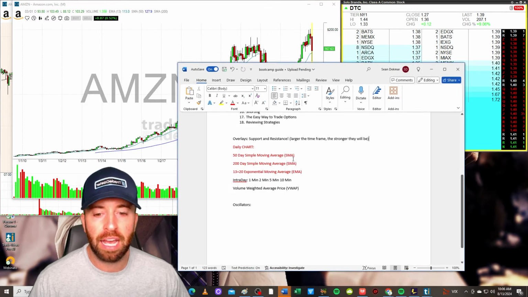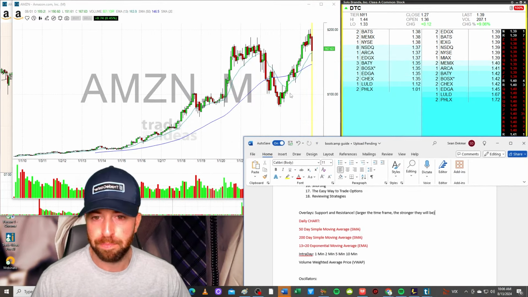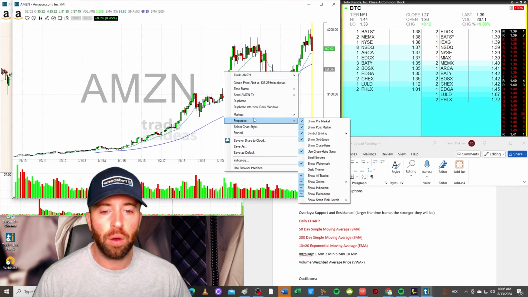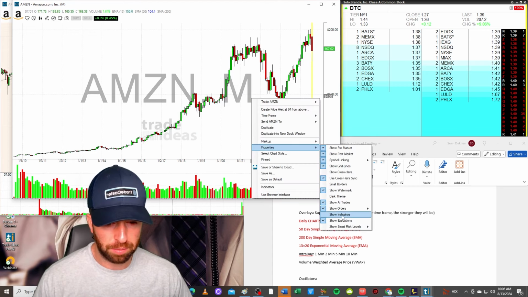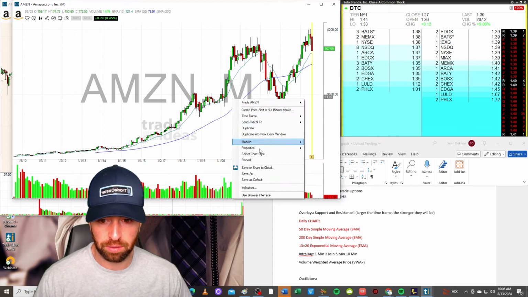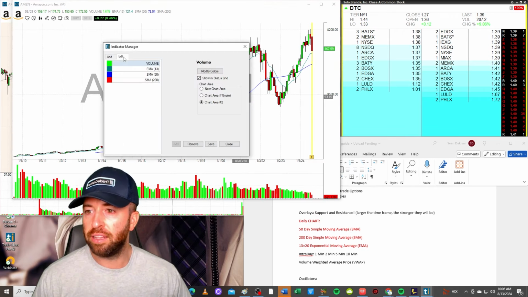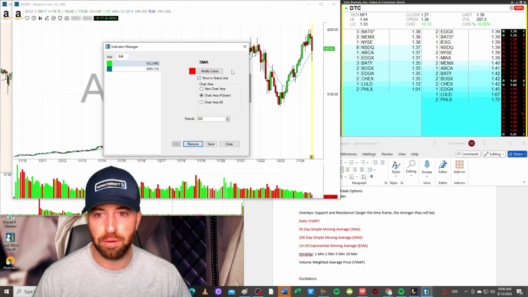Now, the 50-day and 200-day moving average are probably going to be the most popular. The 20 EMA or 13 EMA, these are going to be what I always like to call... I'm going to turn off the 50-day moving average here for a second. Let me go over to properties, show indicators. Right here, indicators. Let's turn off the 50-day, remove. Let's turn off the 200-day moving average.